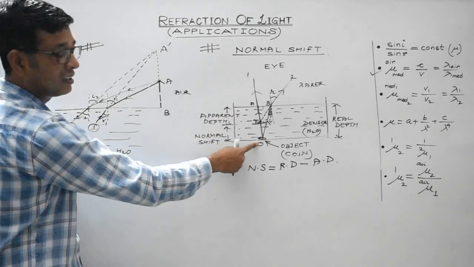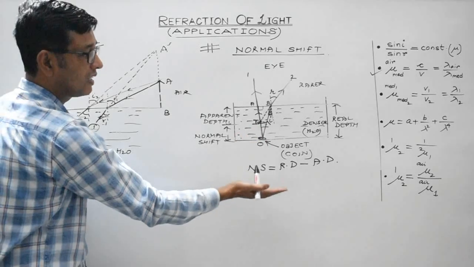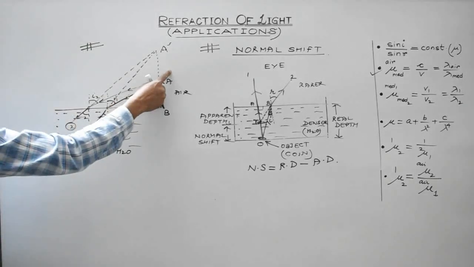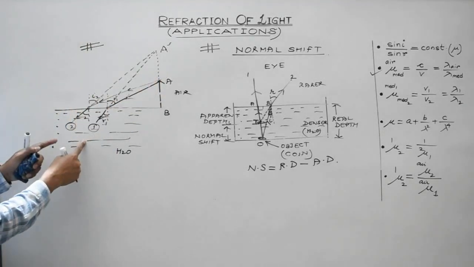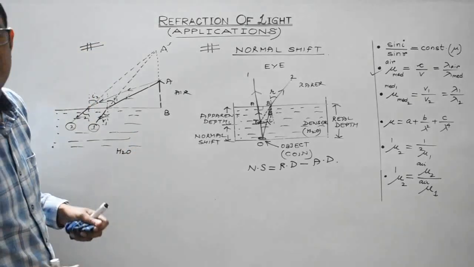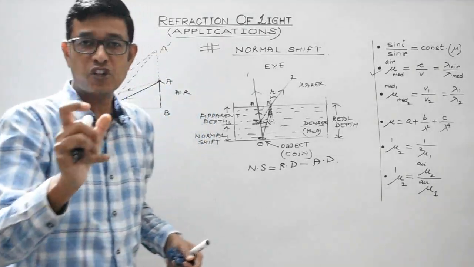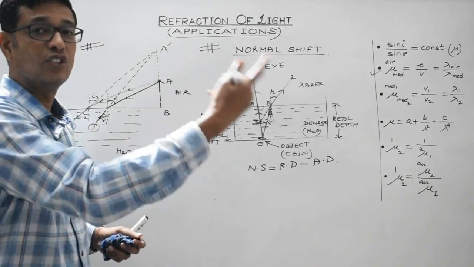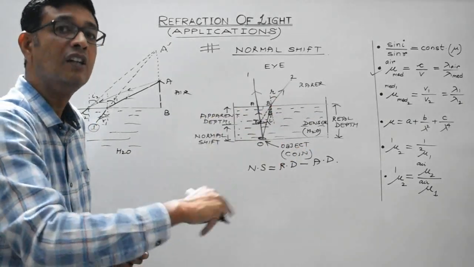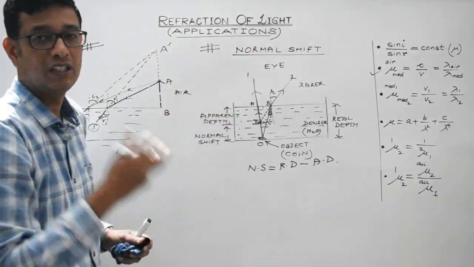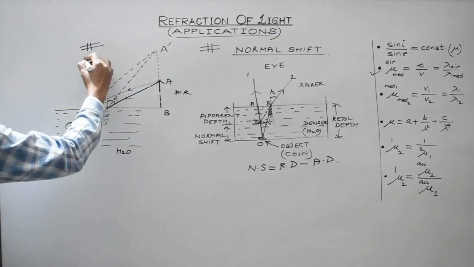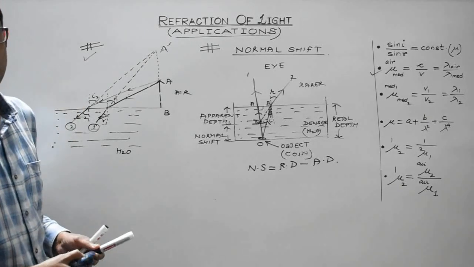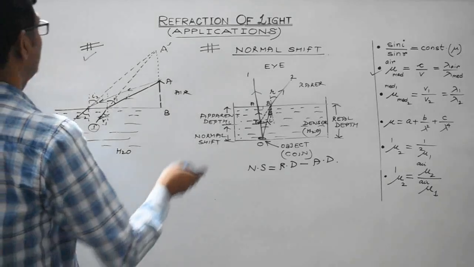In case the object is in the denser medium, then it will get slightly raised up. So the apparent depth is less than the real depth. In case the object is in the rarer medium and is viewed through the denser medium, then it appears to be taller. Therefore, to a fish underwater or to a swimmer underwater, a person standing on the shore of the river will appear to be taller than he normally is. So this is again a very, very important, interesting application of refraction of light. Right? There is some other example as well.